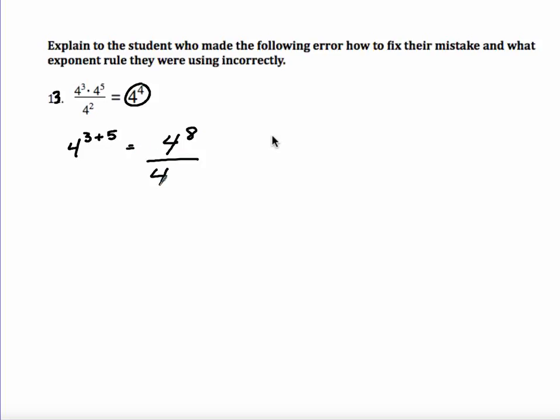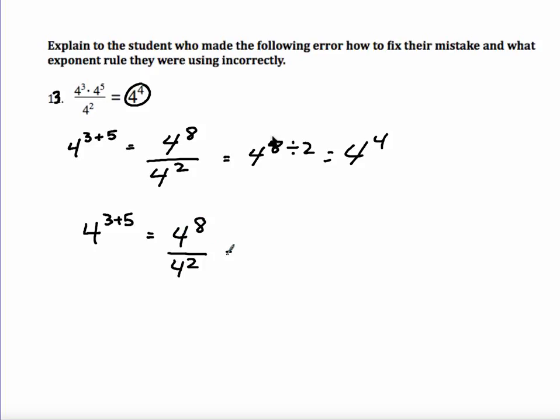And then they had this 4 squared on the bottom, so then they went ahead and divided those and got 4 to the 4th by taking 4 to the 8 divided by 2 and got 4 to the 4th. Okay, now here's what they should have done. They were more than correct in adding those together and getting 4 to the 8th. And then when they had 4 squared on the bottom, they should have actually at that point just subtracted and gotten 4 to the 6th.